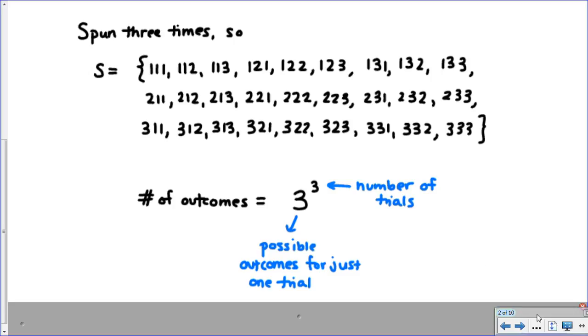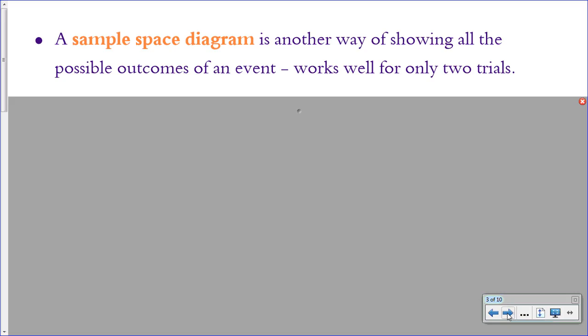So listing out can be the worst, and you should only do it if you're asked to. If it's a smaller number of outcomes, then you might just want to do a list. But if it's a large number of outcomes like this, there sometimes are easier ways for figuring out what your sample space is that you can then use to answer probability questions. For example, a sample space diagram. This is a way of showing all the possible outcomes of an event. It works well when there's only 2 trials being performed because you can organize a column and a row sort of array of your possibilities.